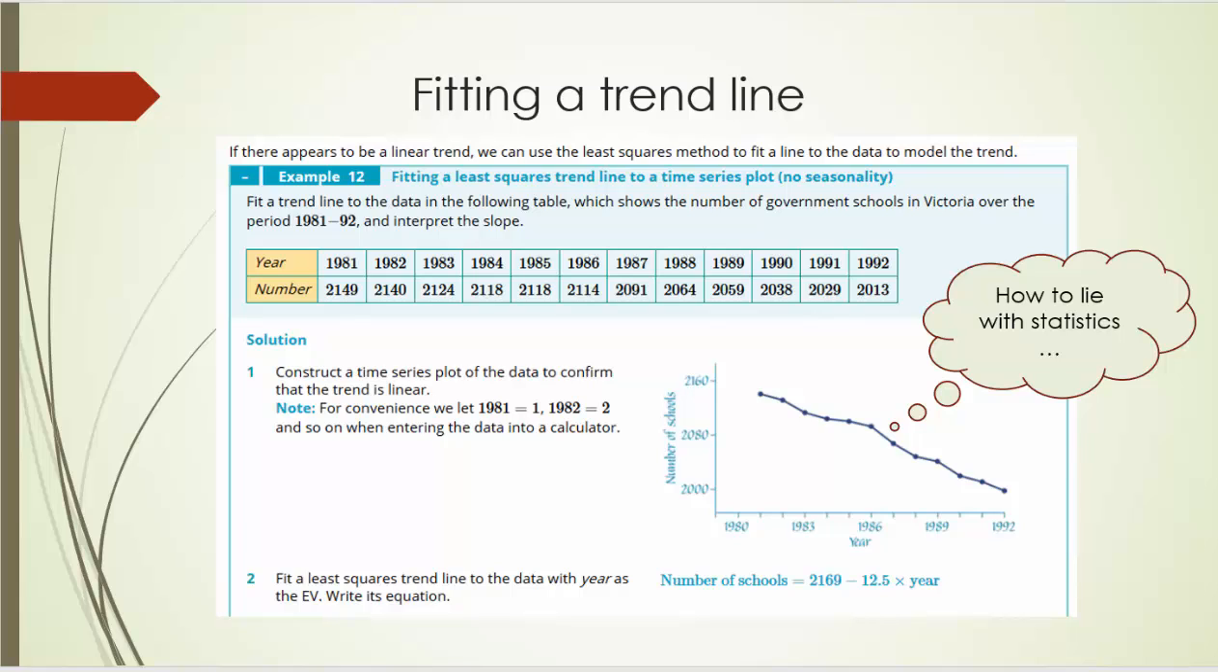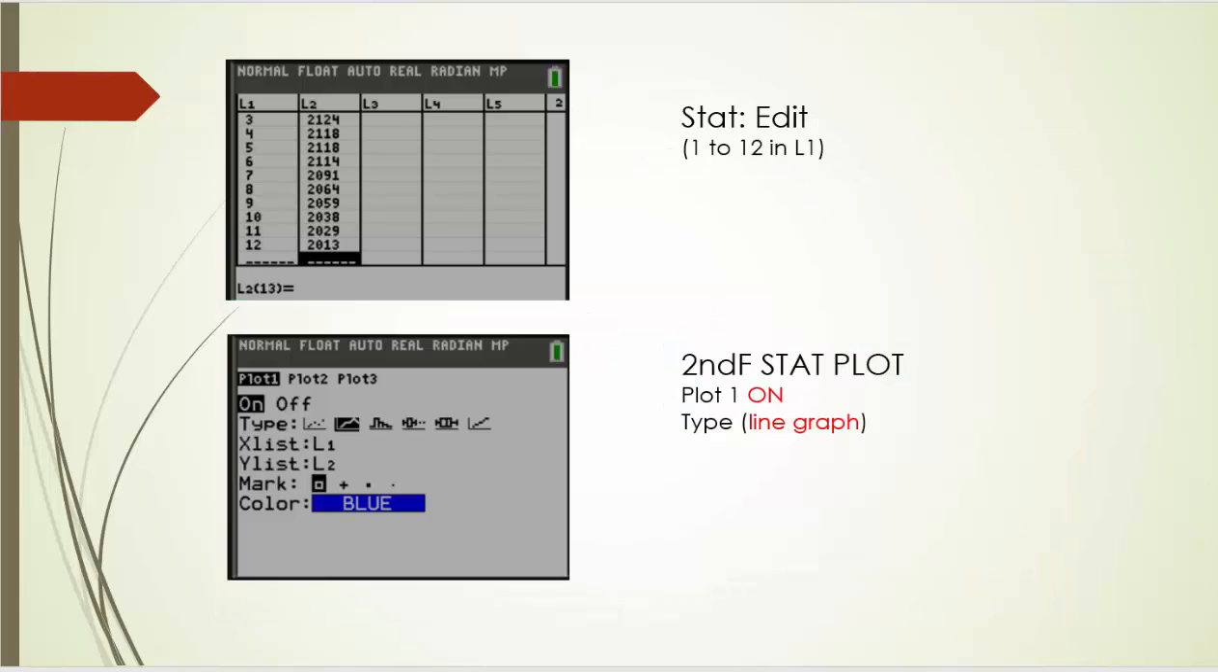By the way, I've put a little thought bubble there, how to lie with statistics, because if you look at that graph, you will think that the number of government schools in Victoria is declining fairly rapidly over that period, but in fact it doesn't, as you will see shortly. Anyway, you need your graphics calculator. Stat edit. Now we're doing annual data, so although we have data ranging from 1980 thereabouts, you actually have to put 1 to 12 in your L1 column, and then the numbers corresponding to the years in L2.